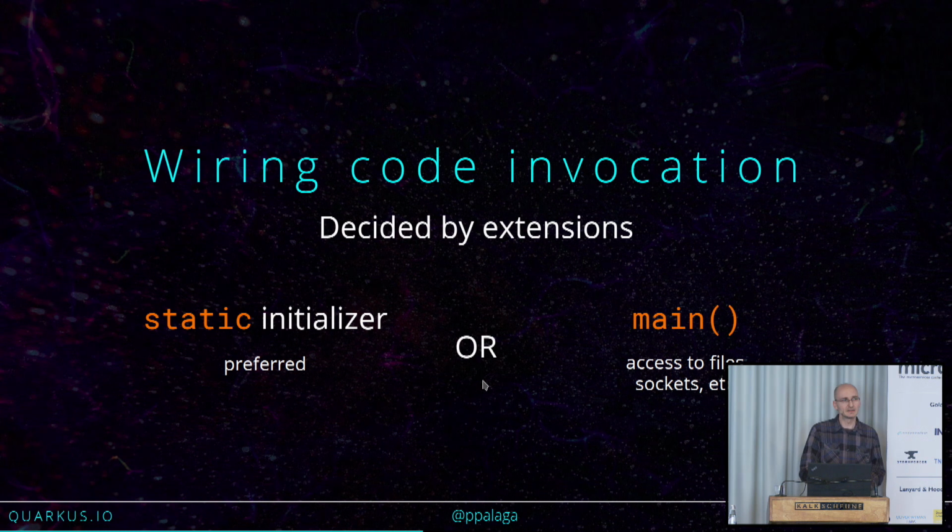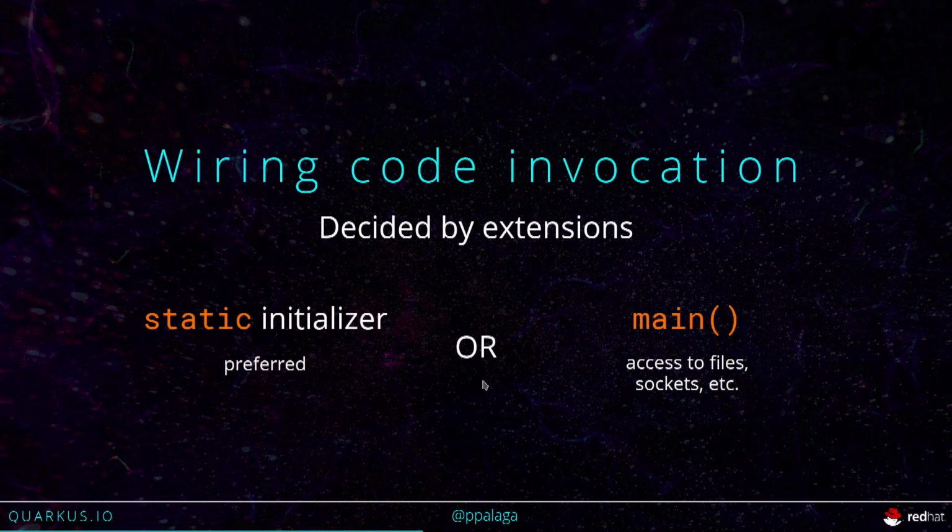This wiring bytecode can be invoked in two ways at runtime. First, and preferred, is to put it into a static initializer. This is first and preferred because GraalVM is able to optimize this further. Okay? But not every piece of code can be put there, because if you access files, network sockets, or other resources that are available only at runtime, you will have to put that code or invoke it from the main method.